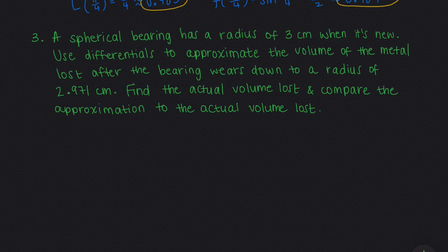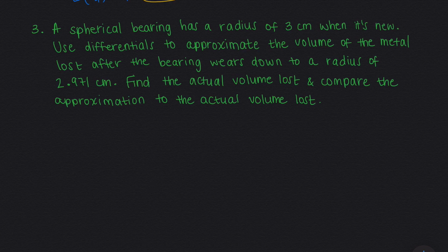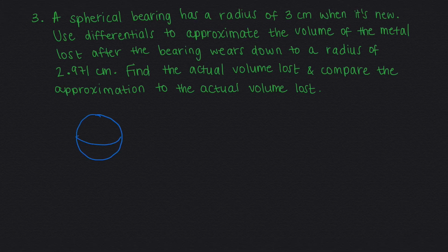Here's our third question. A spherical bearing has a radius of 3 centimeters when it's new. Use differentials to approximate the volume of the metal lost after the bearing wears down to a radius of 2.971 centimeters. Find the actual volume and compare the approximation to the actual volume lost. Okay, so we have a sphere and it's shrinking, right? It has this radius r and the sphere is shrinking. So we want to use differentials to approximate the volume that was lost.